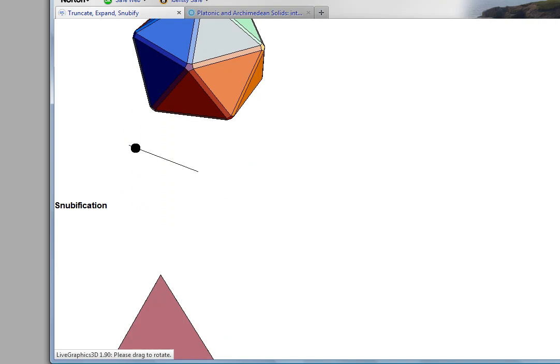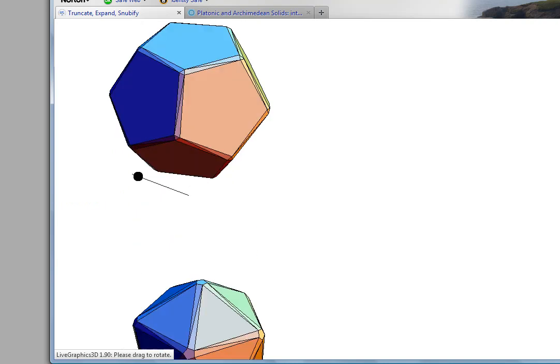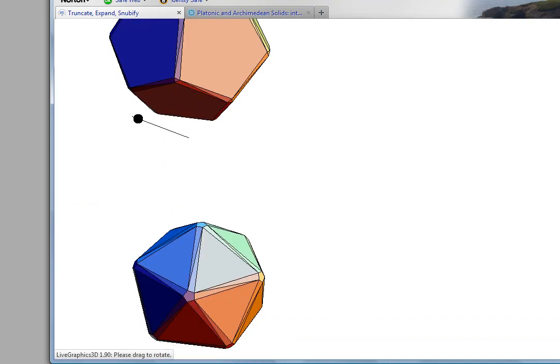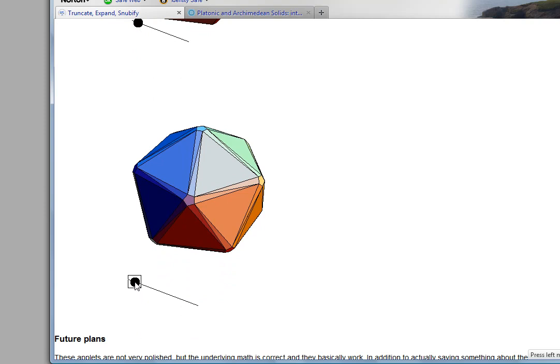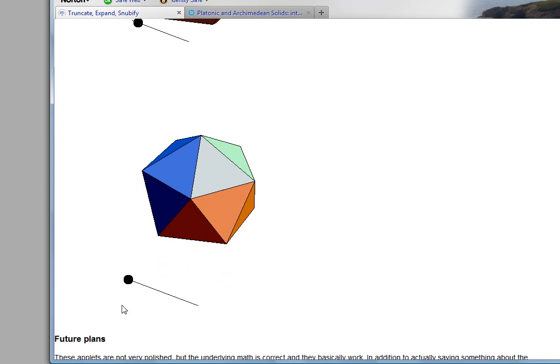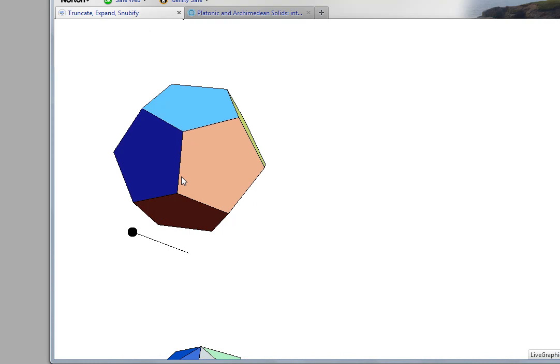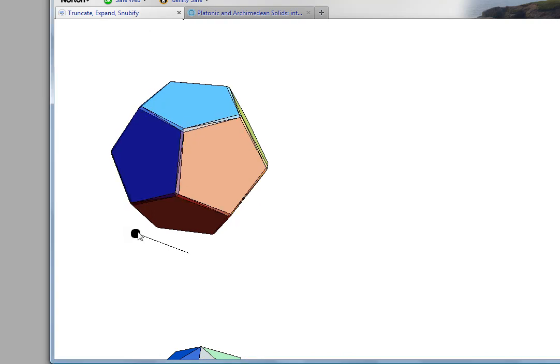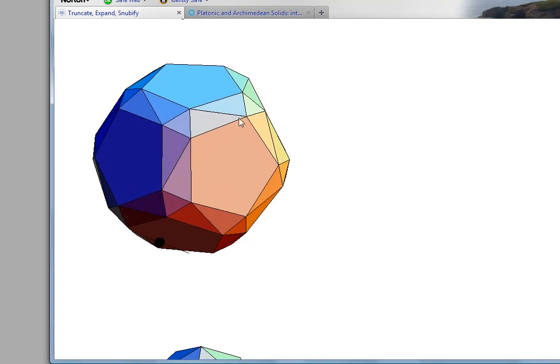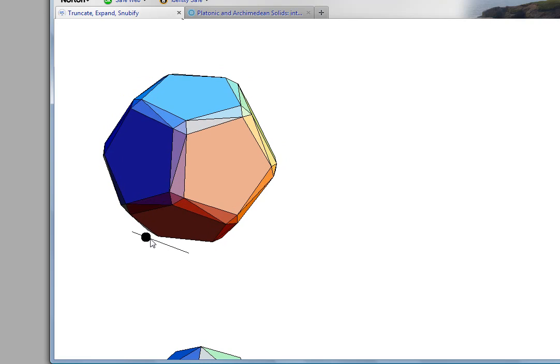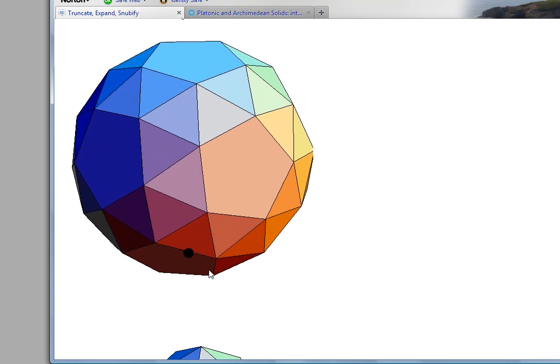Snubification is similar because we're going to be pulling the edges apart, but this time, well, let me go ahead and get up to the dodecahedron. Here we are at the dodecahedron. When I pull the edges apart, you'll notice that what happens is we add in a diagonal here. So we're going to be forming two triangles. There's also a little bit of a twisting that occurs. So this is the snub icosidodecahedron.